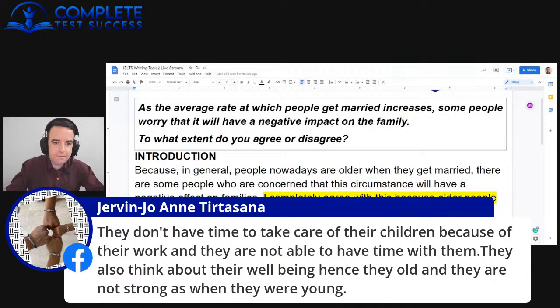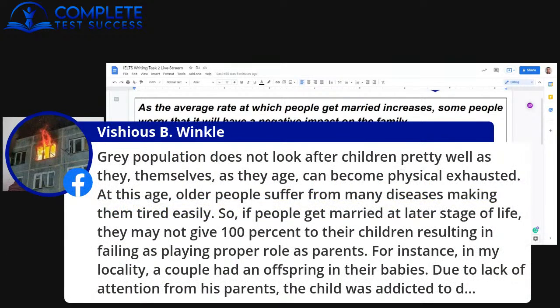Jaron: "They don't have time to take care of their children because of their work, and they're not able to have time because of the work. They also think about their well-being, hence they old." I'm not sure what that means, hence they old, "and they are not strong as when they are young." Good. "Grey population." I've never heard this term before.